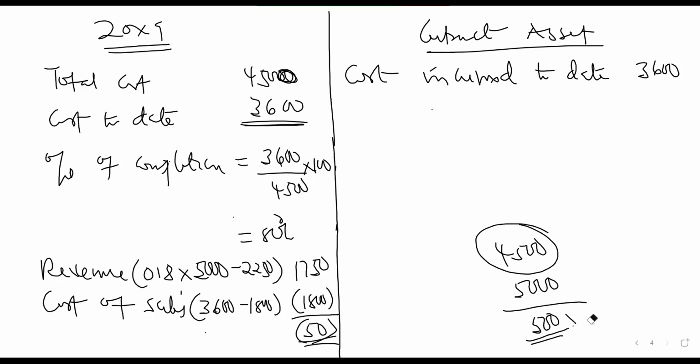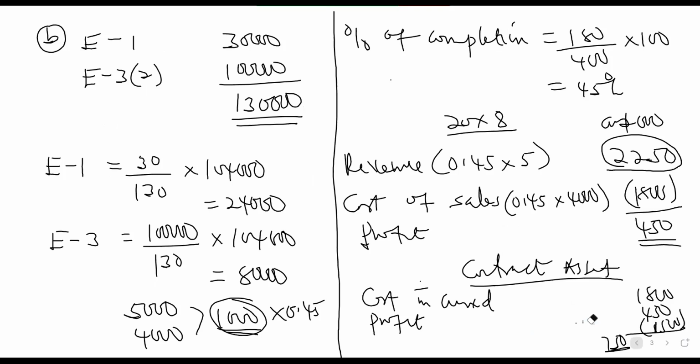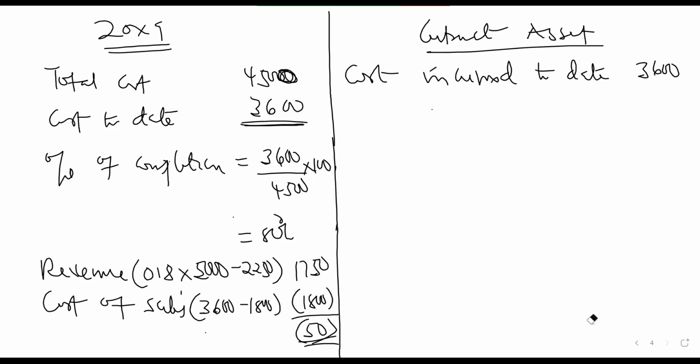But we have done 80% of the work. So multiply by 80%. What are you getting? 400, isn't it? Okay. And that is the same as 450 minus 50. The profit that we recognized last year was 450. So if you subtract the 50 from it, you'll be getting the profit so far. So the profit on the contract should be 400, which is 450 minus 50.